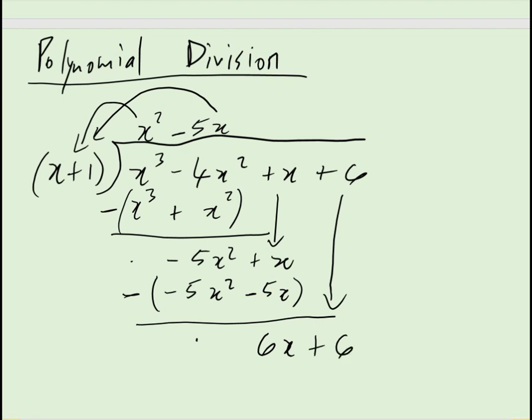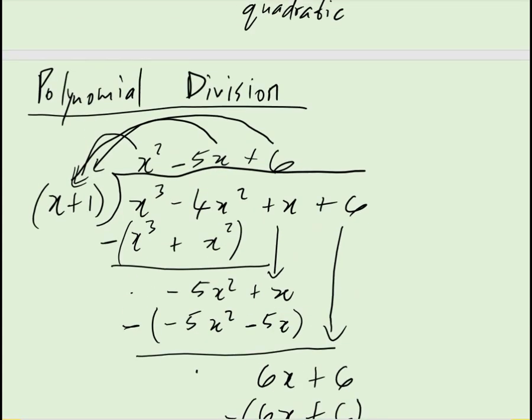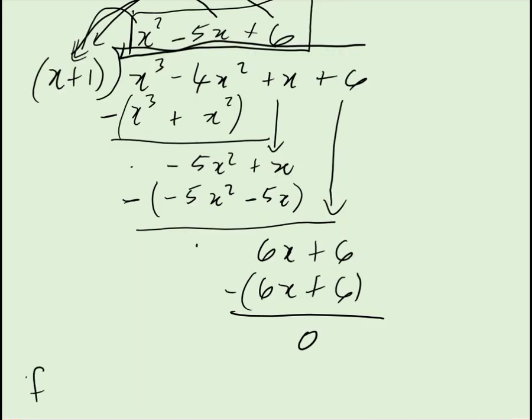Then we ask ourselves, okay, x goes into 6x how many times? Positive 6 times. Positive 6 times x plus 1 gives us positive 6x plus 6. We subtract this, we get 0. So we are happy because now there's no remainder at least. That's very good. So this is just 0, so there's no remainder. So now what this means is this guy on the top here is our quadratic. So f of x can be written as x plus 1 times that quadratic over there, which is x squared minus 5x plus 6.